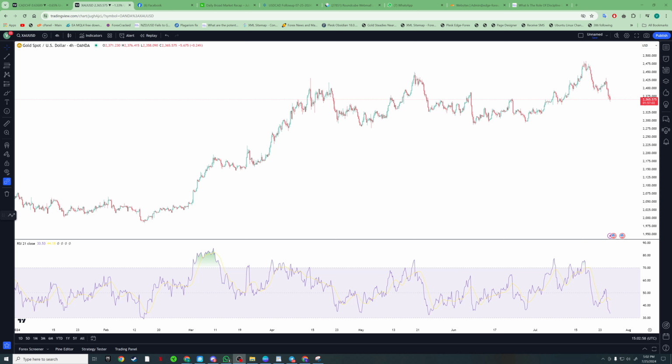We are looking at the gold chart. It's a 4-hour chart denominated in US dollars. So the symbol is XAUUSD.